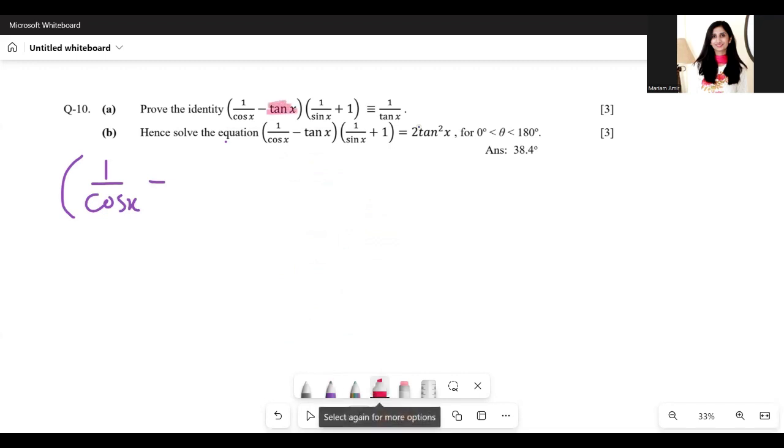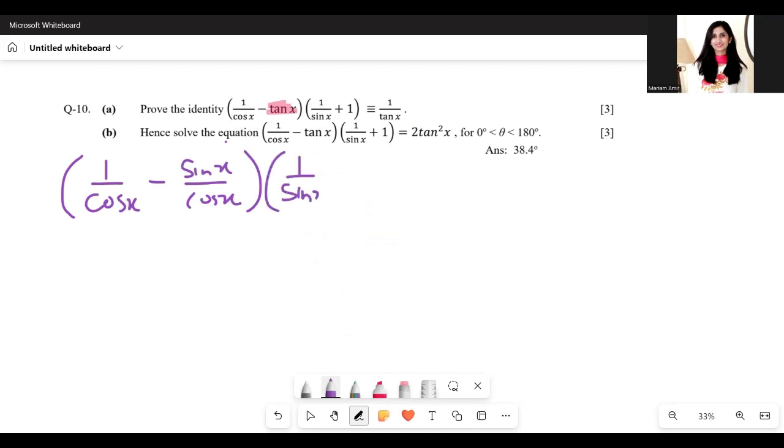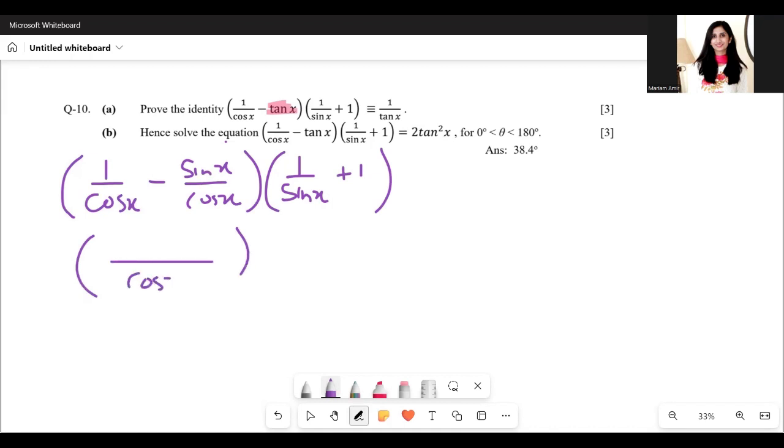instead of tan x, I'm going to write sin x upon cos x. So sin x upon cos x, bracket 1 upon sin x plus 1. Now I'm going to change these into single fraction. So we already have the LCM here, which is cos x, and the numerator becomes 1 minus sin x. Here, the LCM is going to be sin x, and the numerator will become 1 plus sin x.